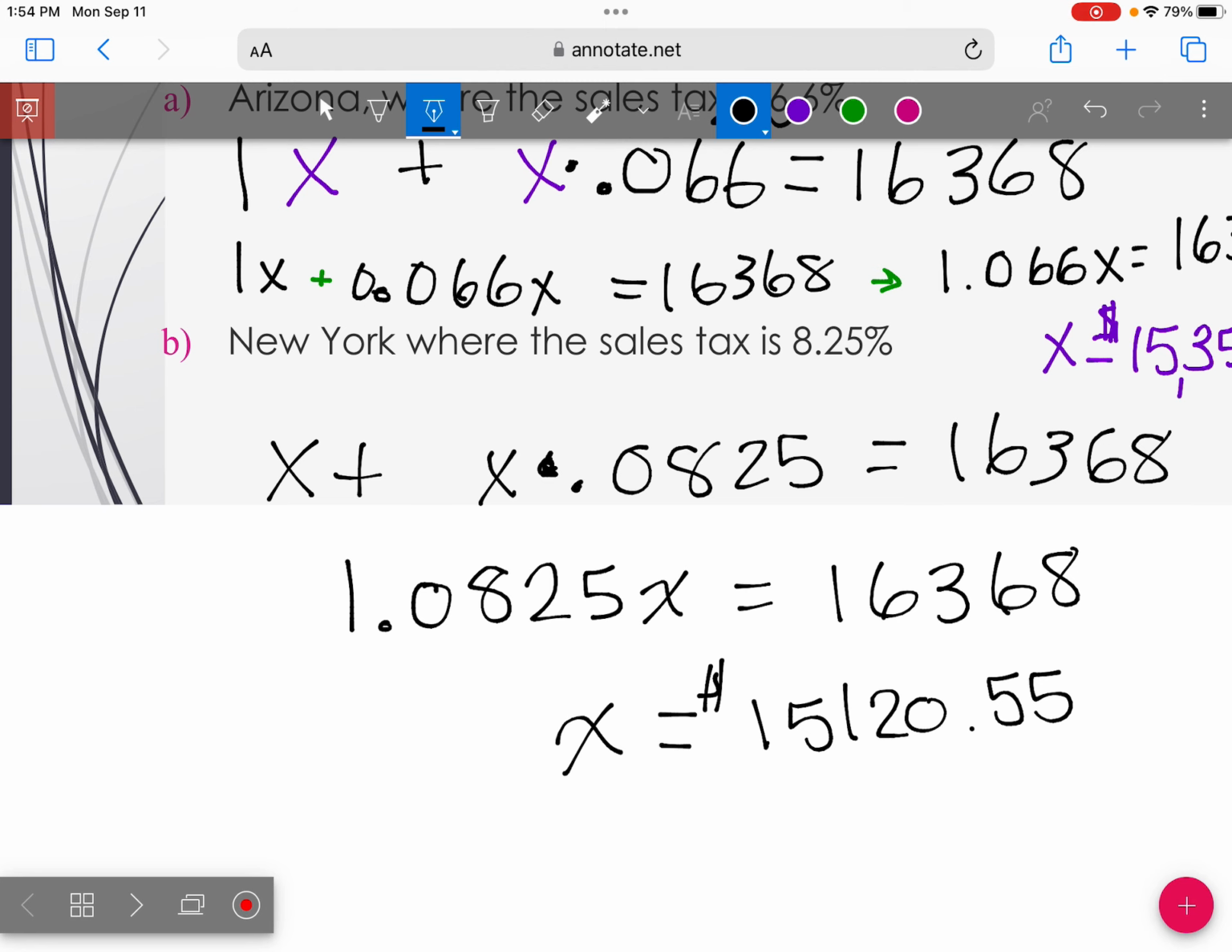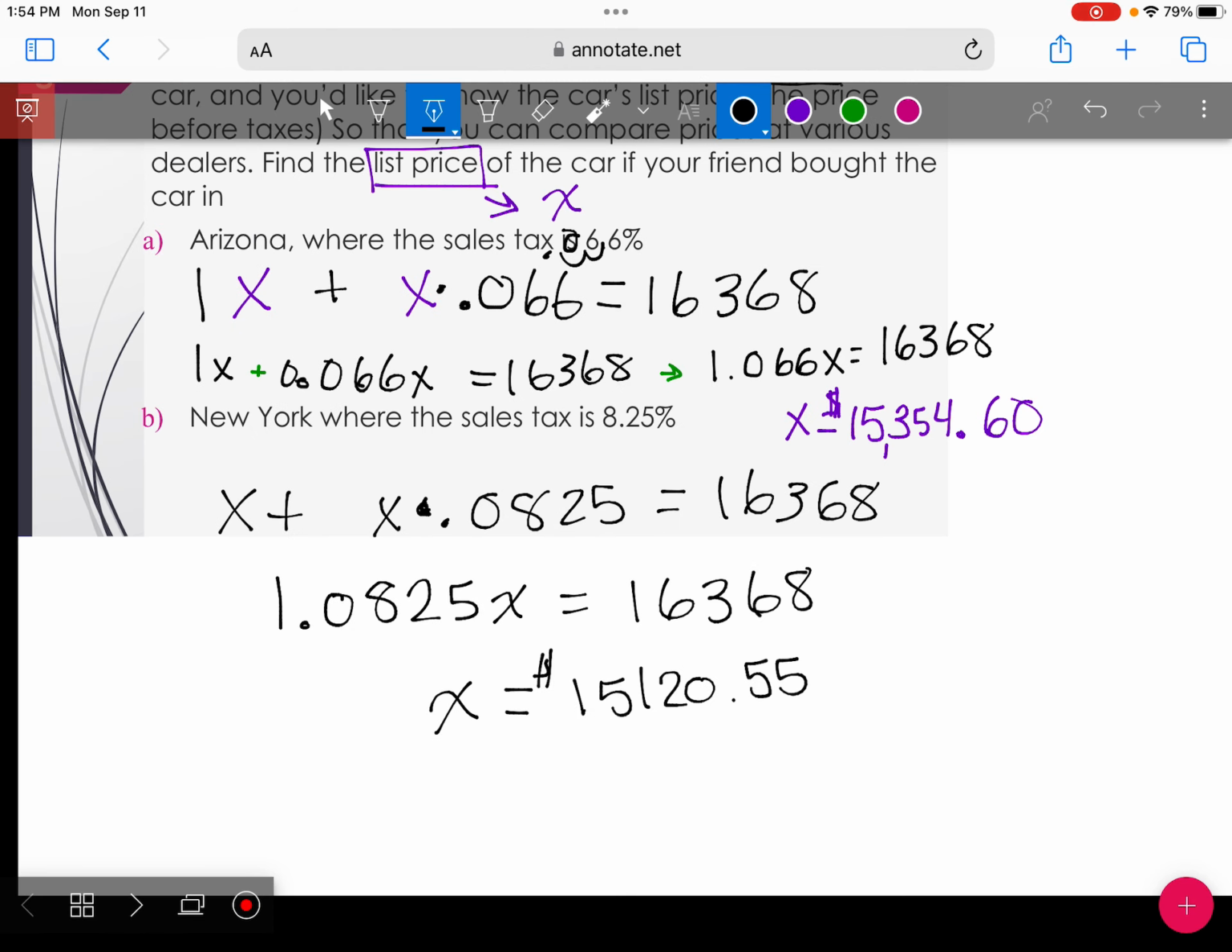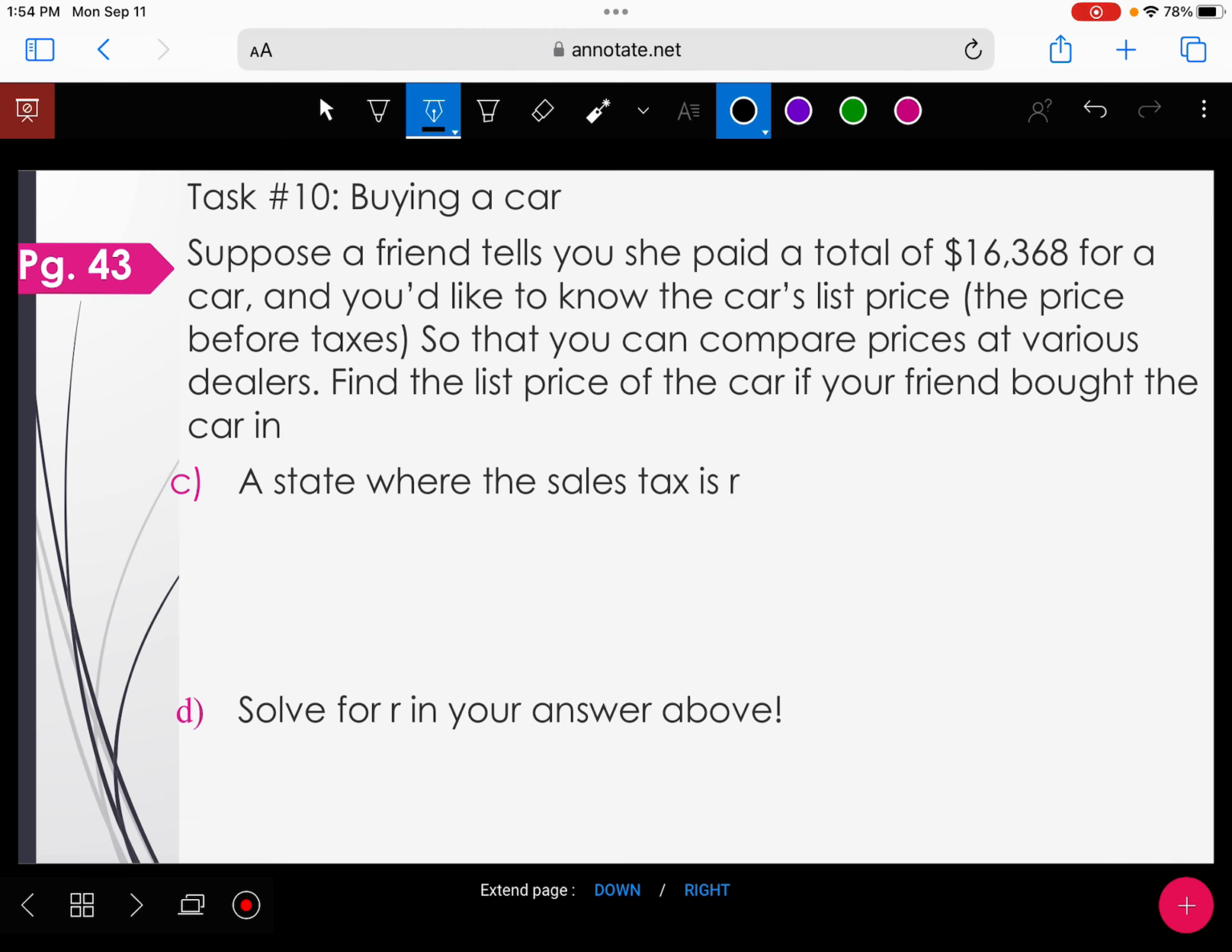All right. Questions on these two? Because the next one kicks it up a notch. Now it's going to be a very similar vibe, but this time they're not telling us the rate. The rate is R. Not the percent, the rate.